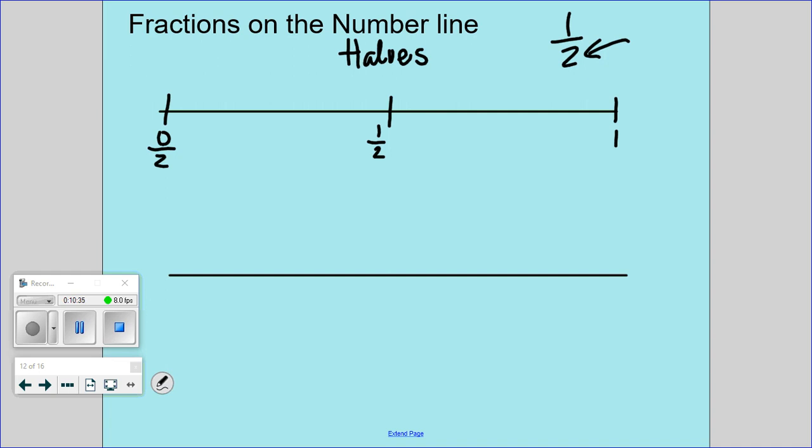Eliana? 1 whole. No, I want a fraction. Think about it. 0 halves, 1/2, 2 halves.